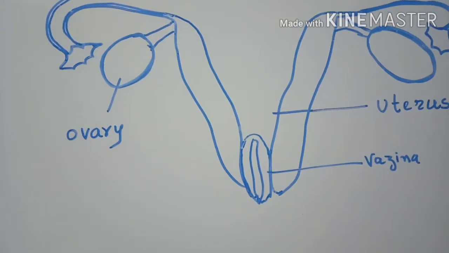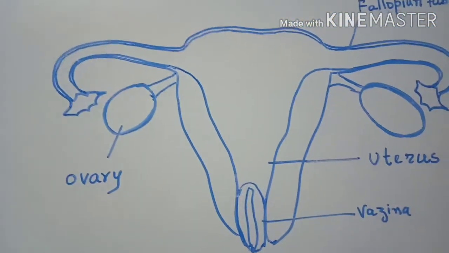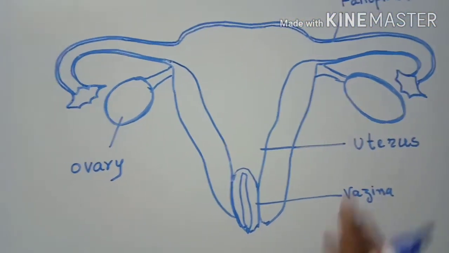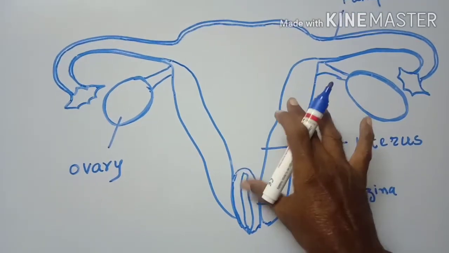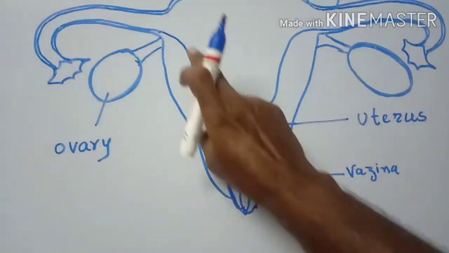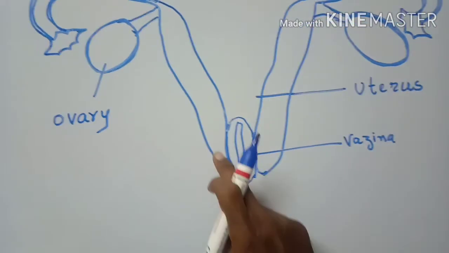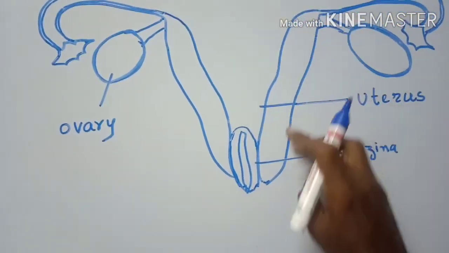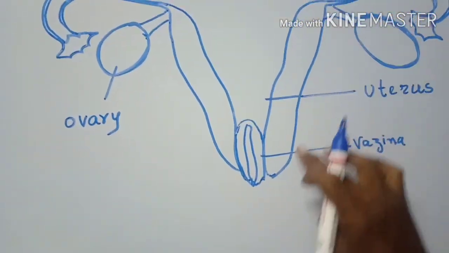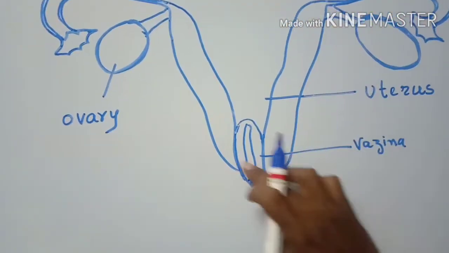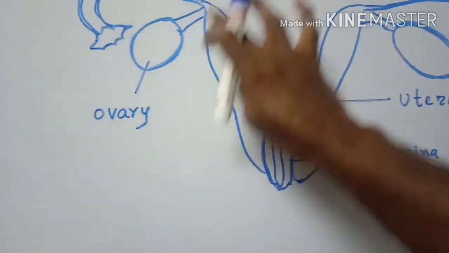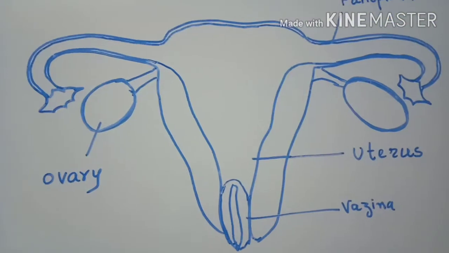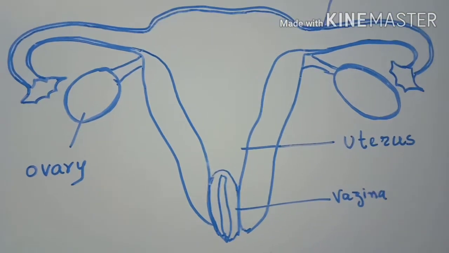So the female reproductive system, here I am showing. In this, there are three parts we know. First one, uterus. This is the uterus. The uterus is a sac-like structure, a bag-like structure. The most important structure, this one. This is called the uterus.